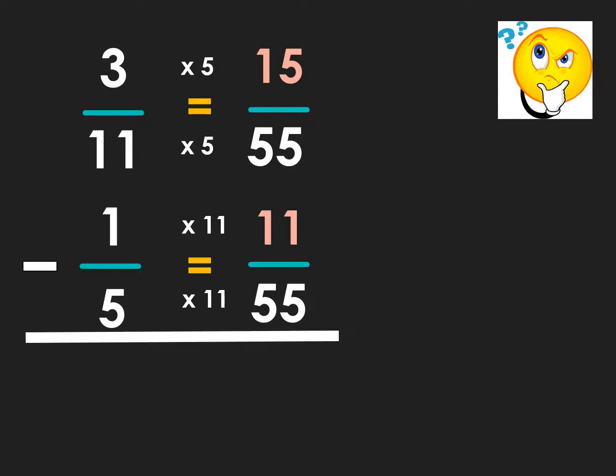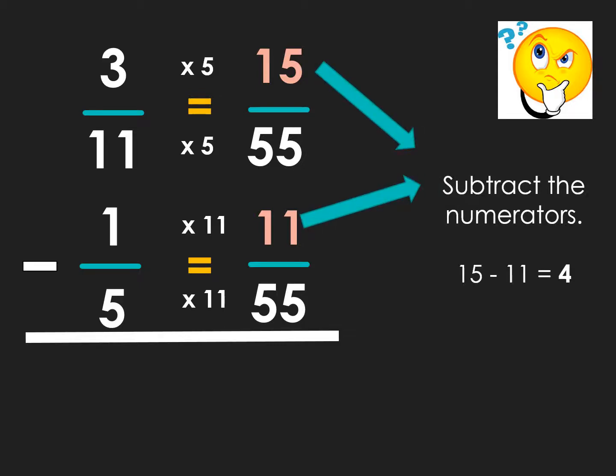Now that they have the same denominator, all you need to do is subtract the numerators. 15 minus 11 equals 4. 4 over 55 is your new answer. This answer is already simplified. So 4 over 55 is your final answer.